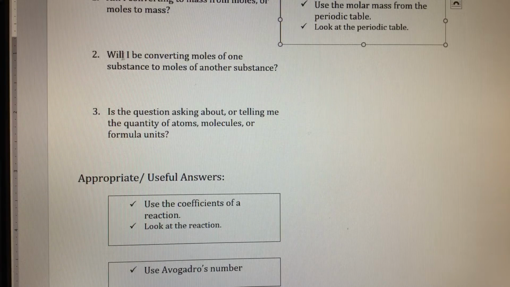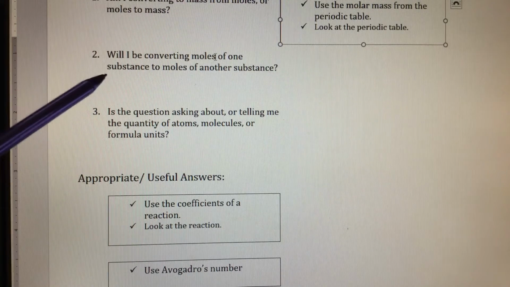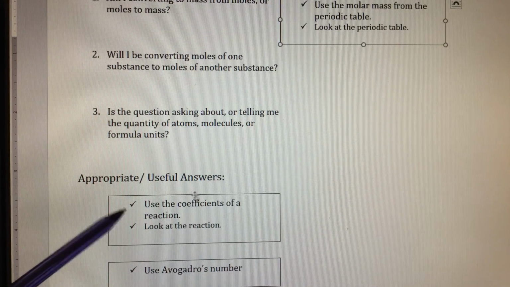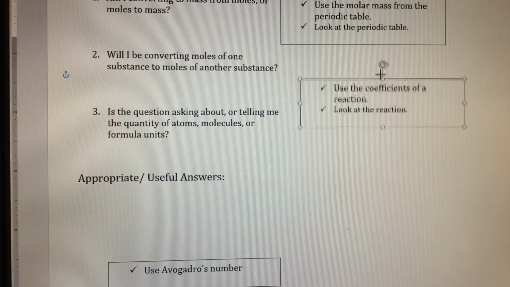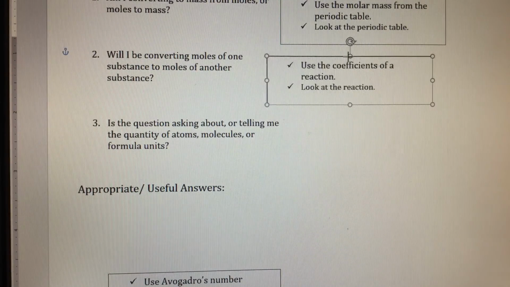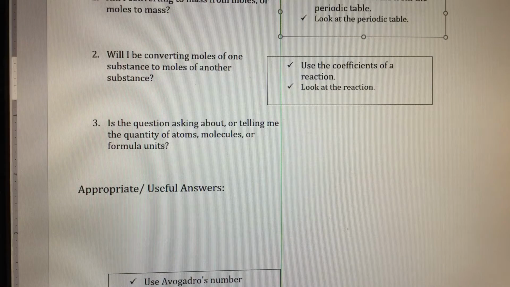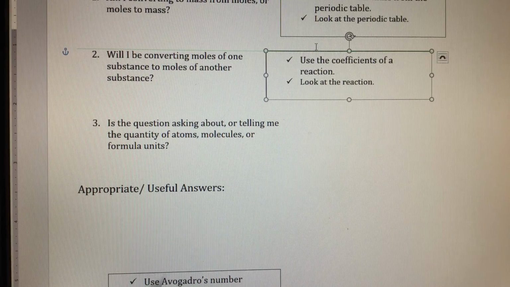What if it's asking, will I be converting from moles of one substance to the moles of another substance? Well, if there are two different substances involved, there's probably a reaction involved. So I'm going to use the coefficients of a reaction, because in order for a substance to get to another substance, a reaction has to take place. So I'll be looking for coefficients of a reaction.